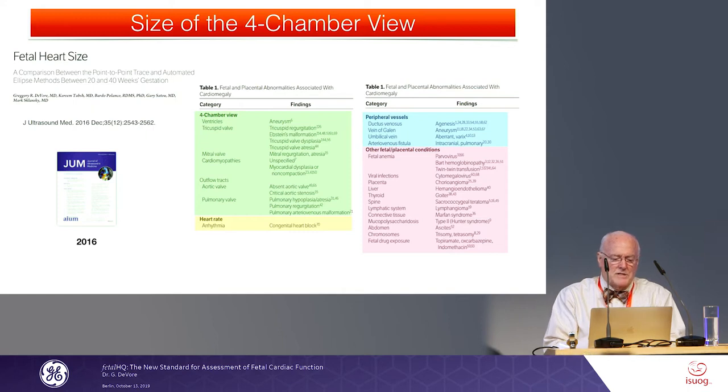Now, if we look at the area or the size of the four-chamber view, we've published two papers. The first one used the point-to-point trace, which is on the four-chamber view on your machine: you go point, point, point, and you measure the area around the four-chamber view. You can also use an ellipse tool on the machine. But basically, cardiomegaly, which is what we're trying to define, has been associated with a number of different problems. For example, in congenital heart disease, cardiomegaly is associated with this list of malformations. Arrhythmias, congenital heart block, are associated with cardiomegaly. Peripheral vascular disease, ductus venosus fistulas, etc., are associated with cardiomegaly, as well as other fetal conditions.